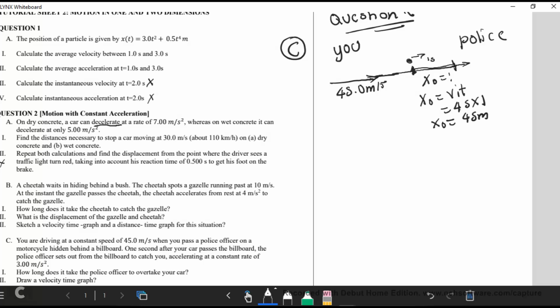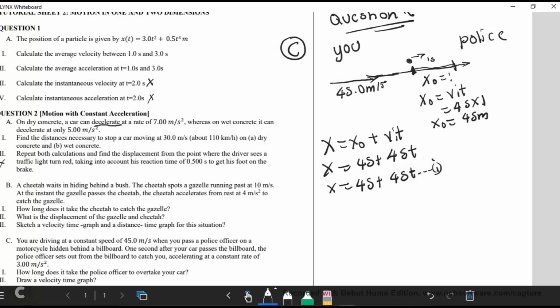Now let's calculate the whole displacement that you moved. You will find that displacement is equal to initial displacement plus vit. Then your answer will be, what's your initial displacement? That's 45, plus the speed that you are moving, that's 45 times t. So your equation will be 45 plus 45t, like that. So this is your equation 1.